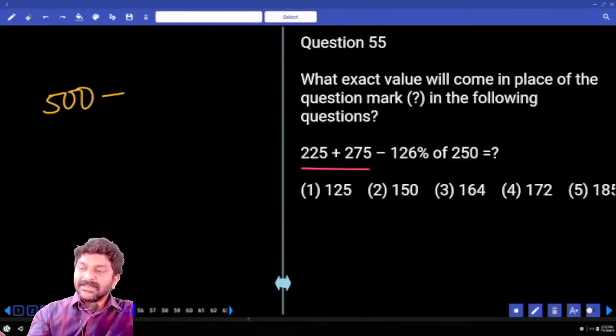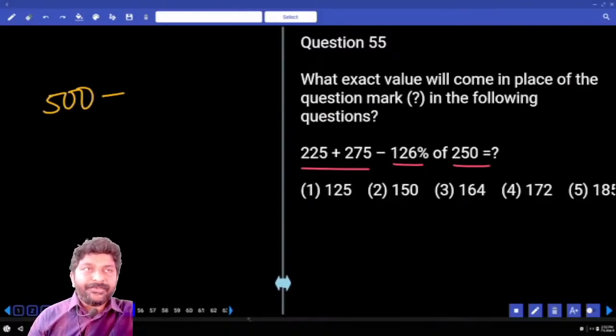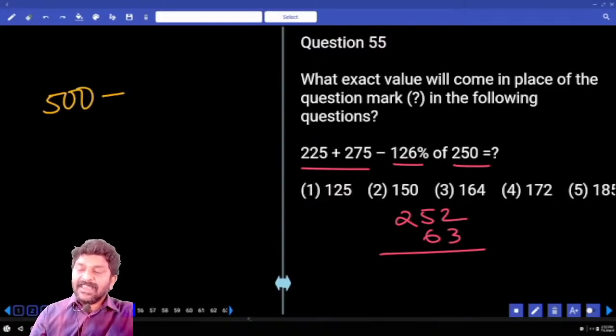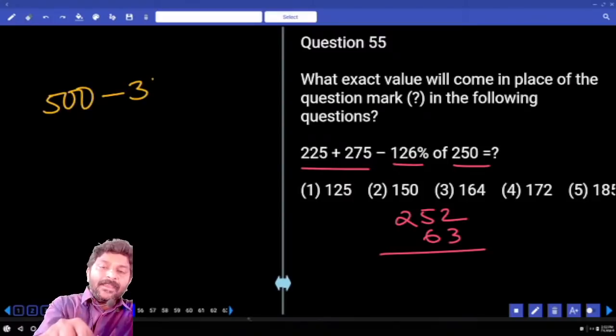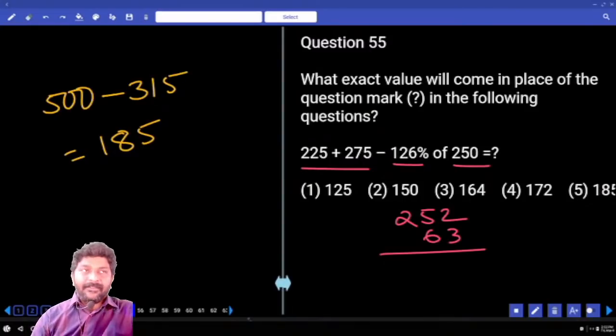500 minus 126% of 250, or 250% of 126. 250% in the sense 2.5 times only. What is 2 times? 252. What is half of it? 63. That is 315 only. If you subtract 315 from 500, the answer is 185. Fifth option.